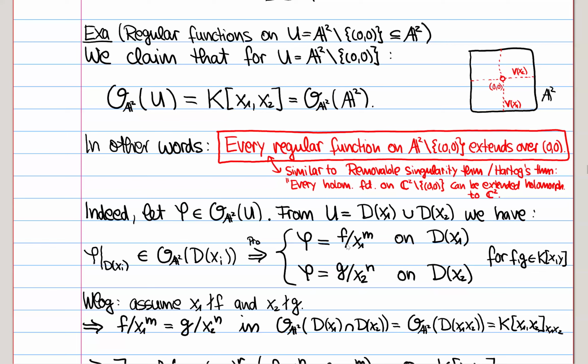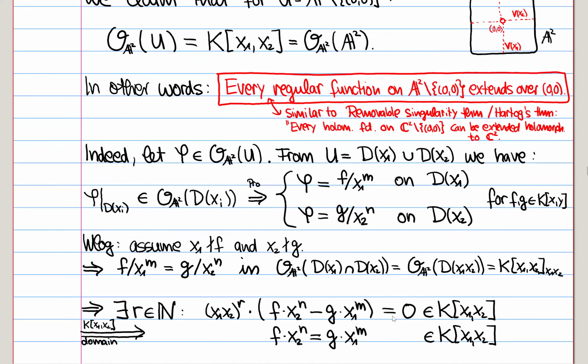So in other words, phi is given by f divided by x1 to the m on D(x1), and as some possibly other representation, g divided by x2 to the n on D(x2), where these are polynomials. And basically, we want to show that there cannot really be any denominator appearing. And to do that, well, we just start manipulating this representation. So first of all, you can assume that x1 does not divide f, because otherwise you just divide both numerator and denominator by x1, you still get a valid representation. And similar here.